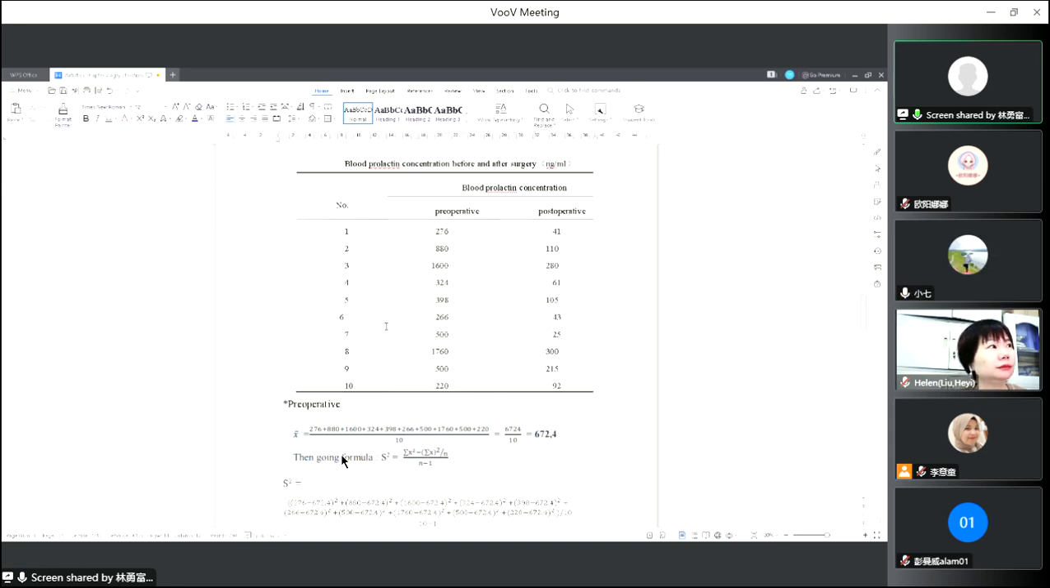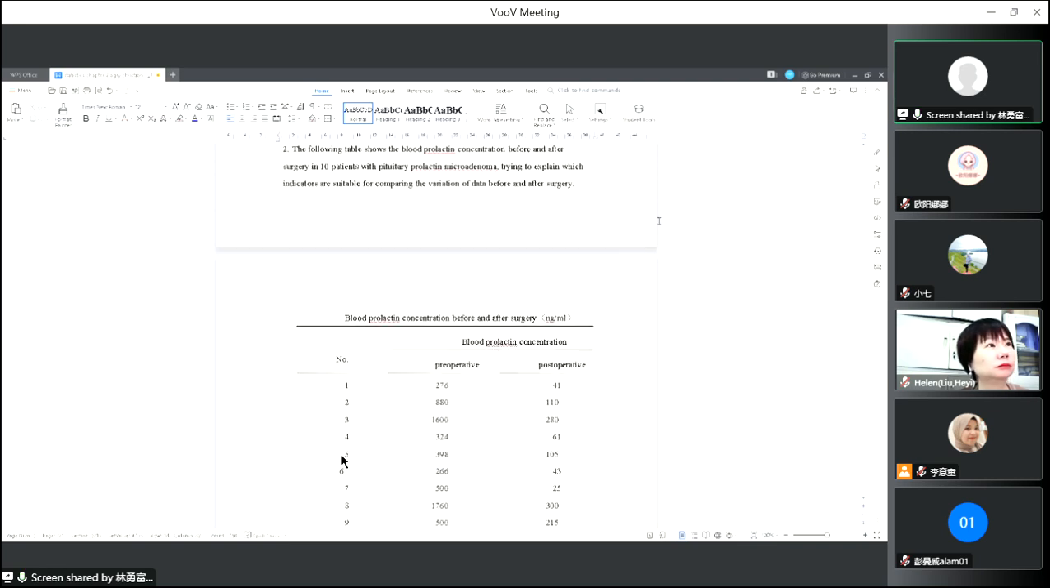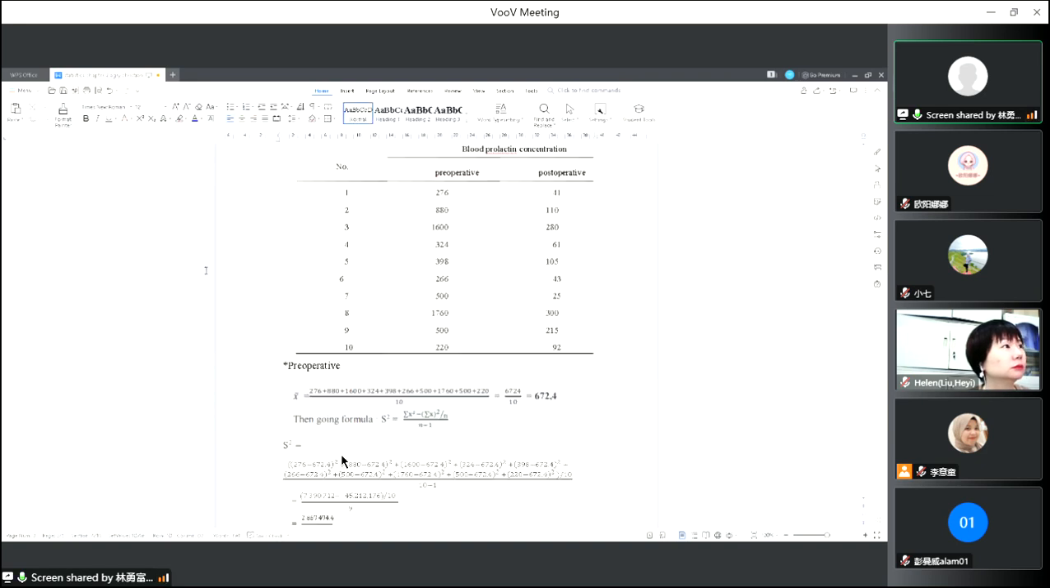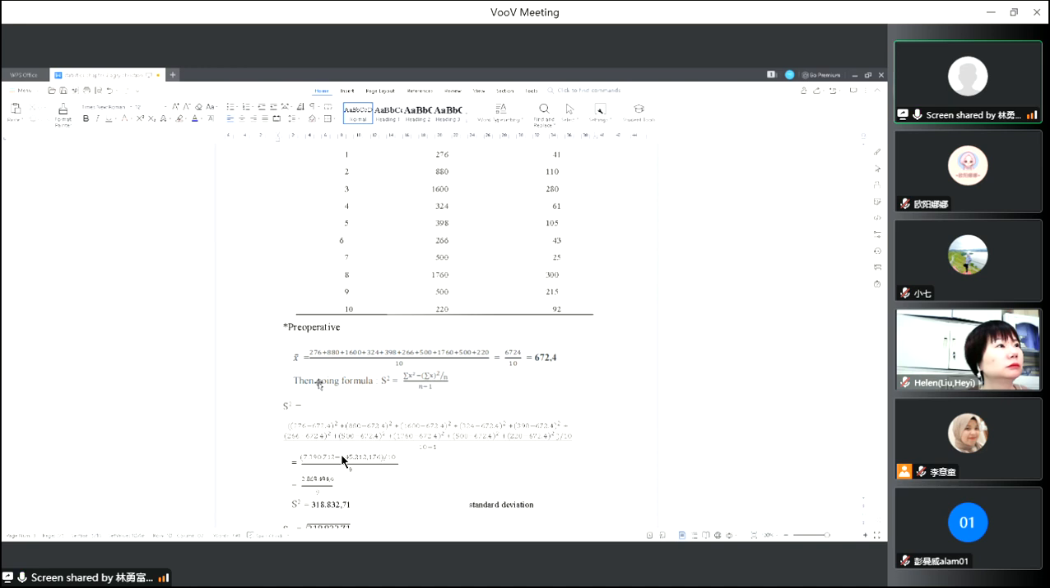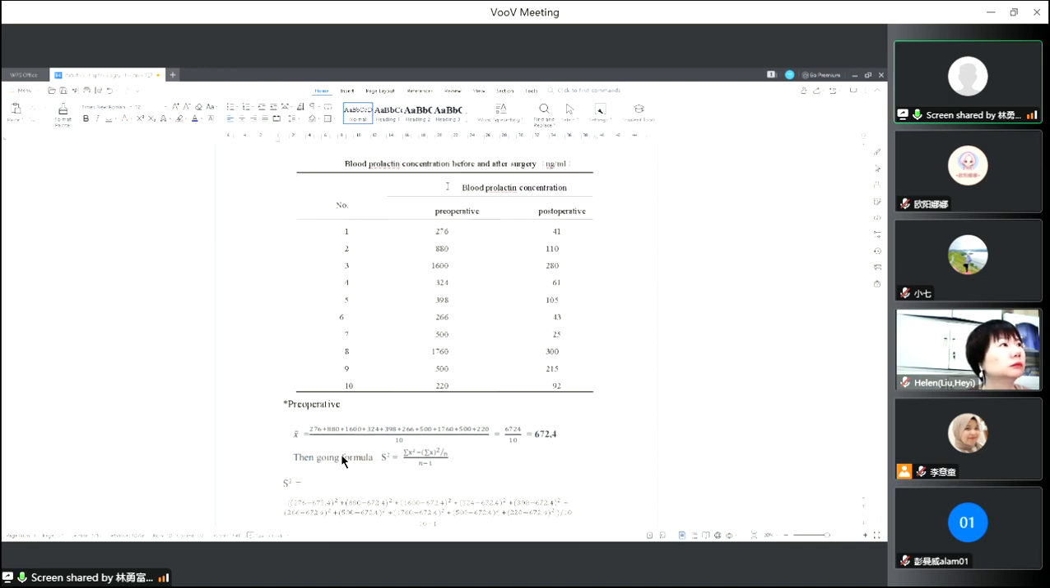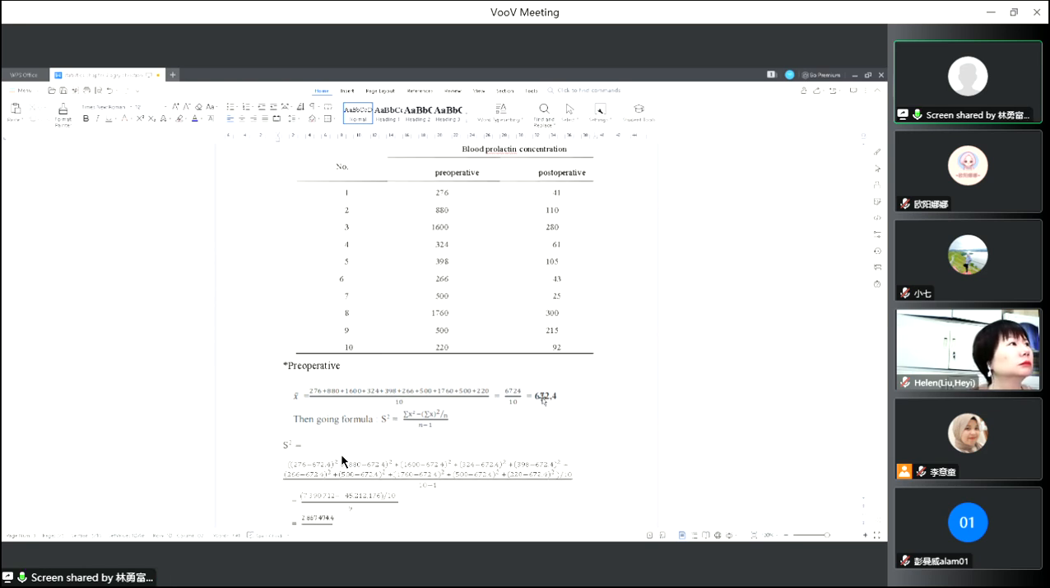So we have 10 item values here, with the preoperative and postoperative data. The question asks which indicators are suitable for comparing the variation of data before and after surgery. First, for the preoperative data, we find the mean: add them all up and divide by the 10 values. The answer is 672.4.